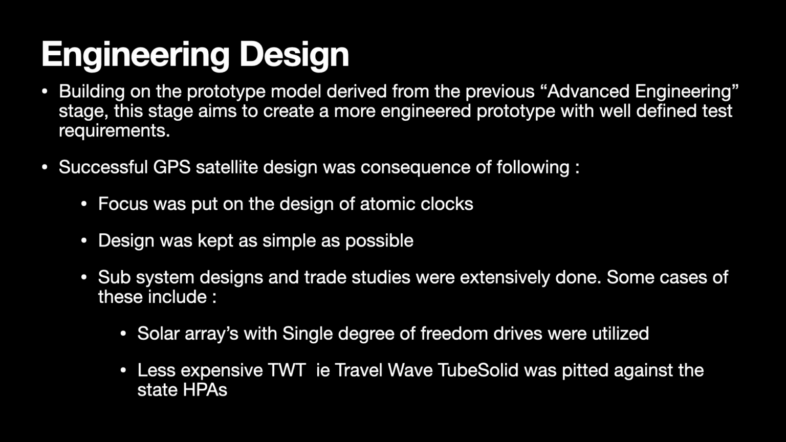Design of the GPS system was kept as simple as possible, and that made the satellite highly reliable, cost effective, more producible, and compatible with any other constraints. This simplicity was extended to the other launch and orbit operations as well. Subsystem designs and trade studies also contributed to the simplistic and reliable design of the GPS satellite system. Some cases of these include the solar arrays with the single degree of freedom drives, which were utilized, whereas the second degree of solar array freedom was not, since yawing was to be utilized.